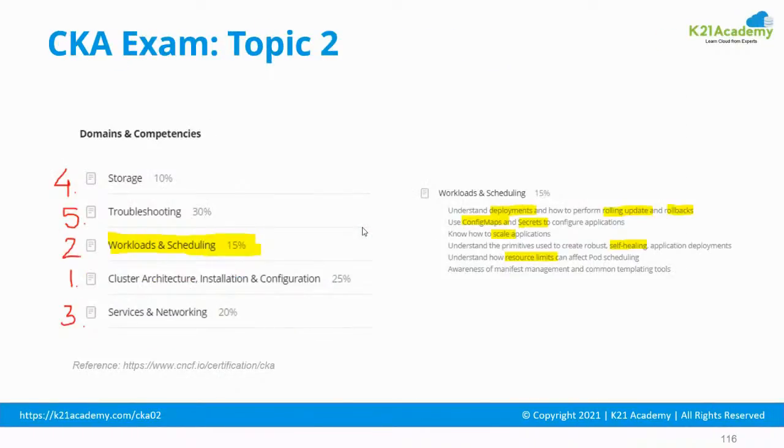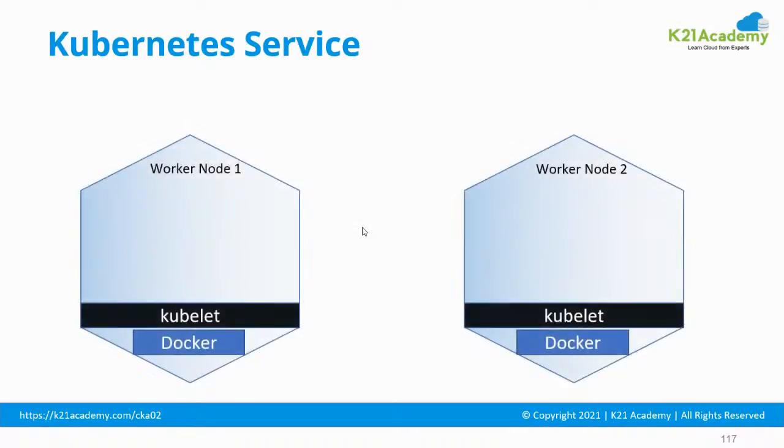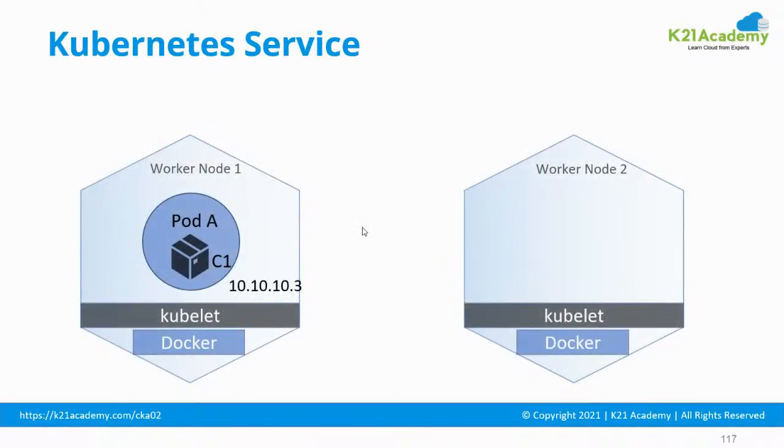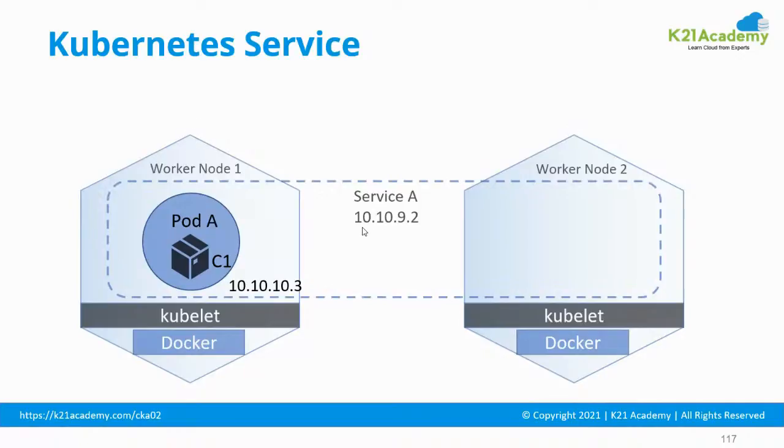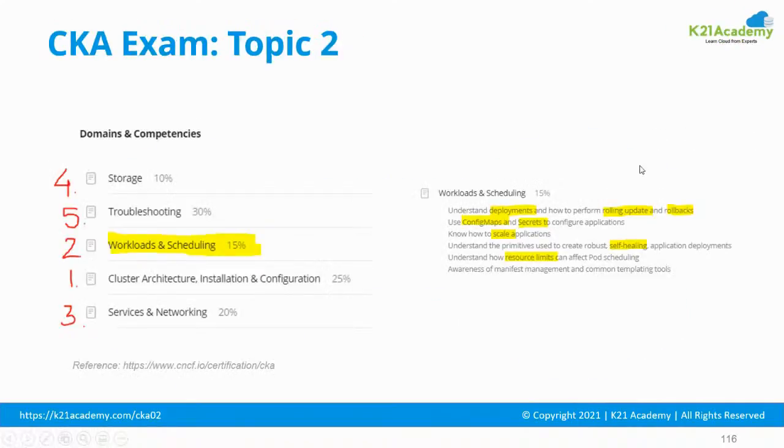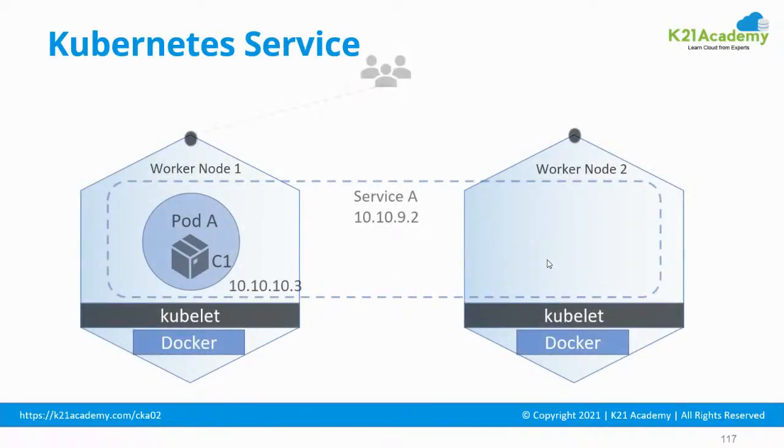Now, as I said, yet to come is workload and scheduling, which is part 2 of topics where we look at things like deployments, rolling updates, rollbacks, config maps, secrets, scaling an application, self-healing, and limiting your resources. Some of these are clips or slides I've taken from our training program on Certified Kubernetes Administrator.